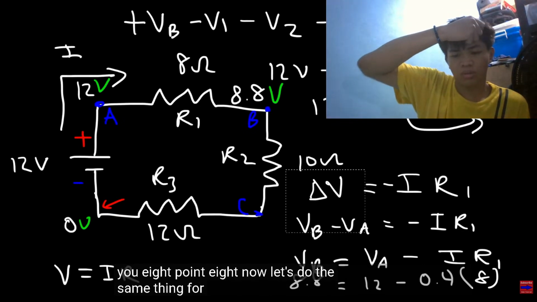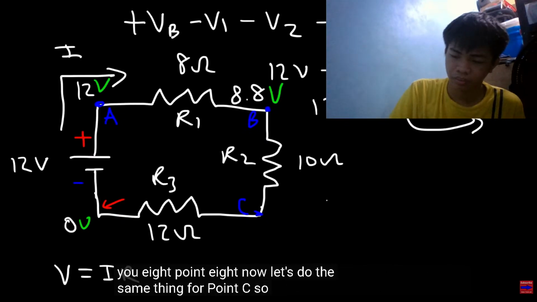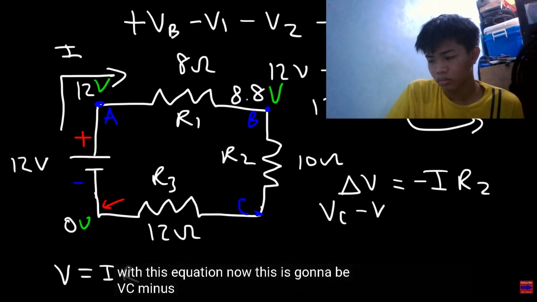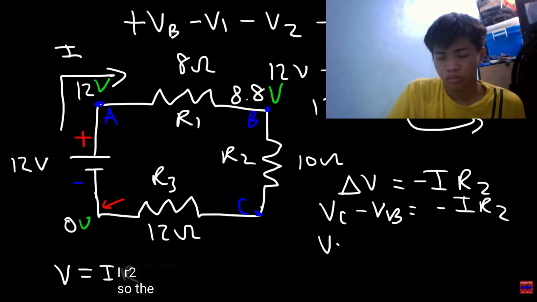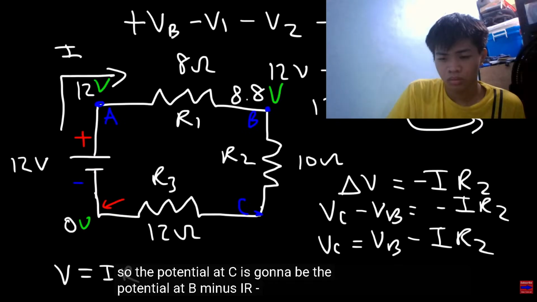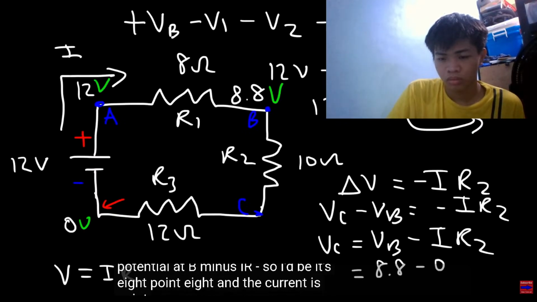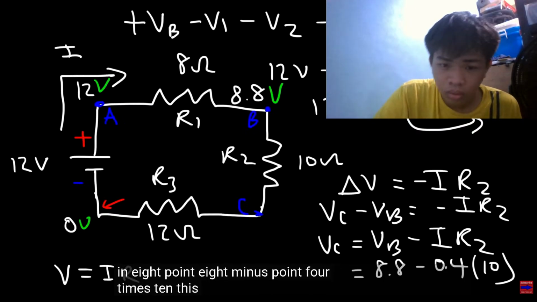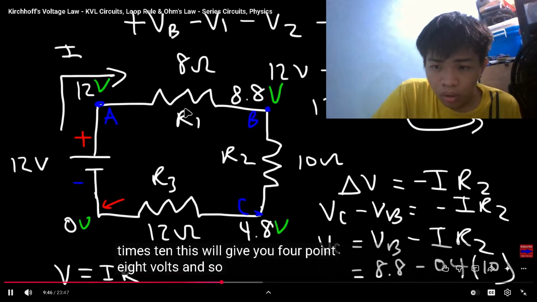Now let's do the same thing for point C. So we can start with this equation. Now this is going to be VC minus VB, and that's equal to negative I R2. So the potential at C is going to be the potential at B minus I R2. So at B is 8.8, and the current is 0.4, and R2 is 10. So if you type in 8.8 minus 0.4 times 10, this will give you 4.8 volts.